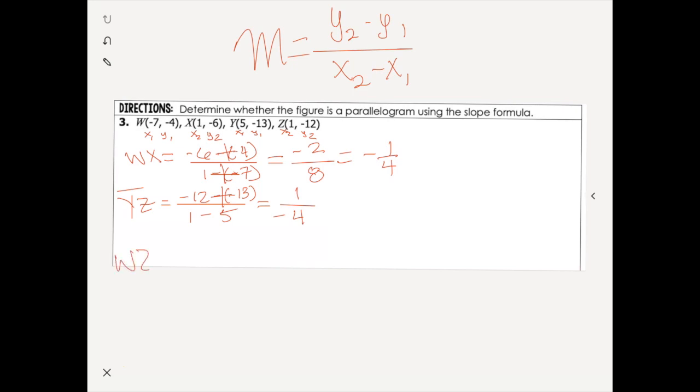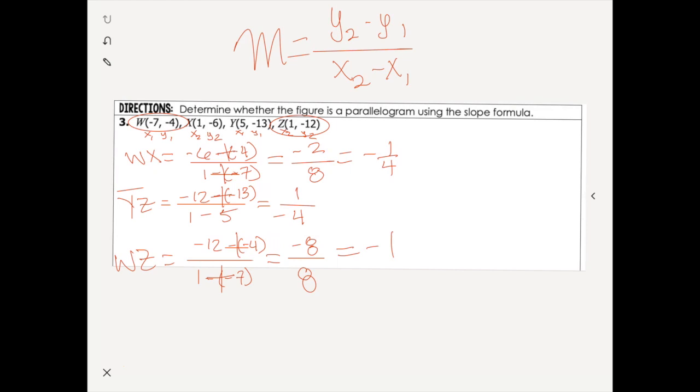Now we're going to do WZ. So W and Z. My y2, I'm going to have negative 12 minus a negative 4 over 1 minus a negative 7. Minus a negative turns to a positive. Negative 12 plus 4 is negative 8. Then minus a negative turns to a positive. 1 plus 7 is 8. Negative 8 over 8 is negative 1.